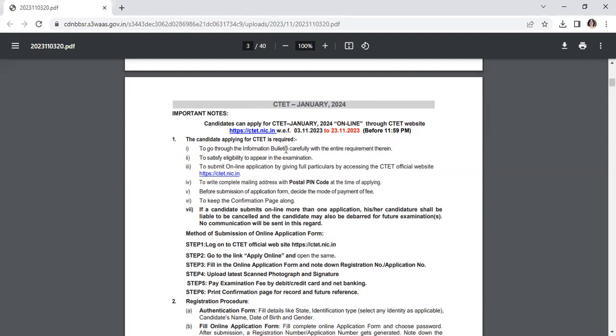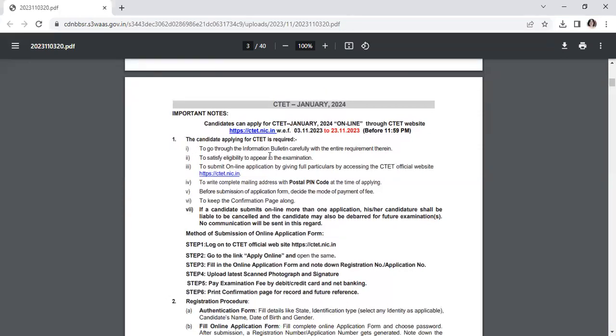Candidates can apply for CTAT January 2024 online through the CTAT website. This is the website given, https://ctat.nic.in. With effect, that means from today onwards, you can apply for that CTAT exam. And the last date is 23rd November, and that too before 12 p.m. Okay, 11:59 it has been given.